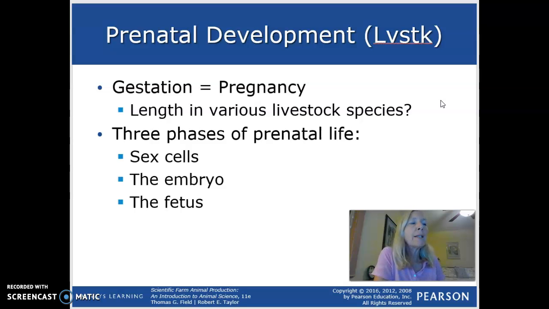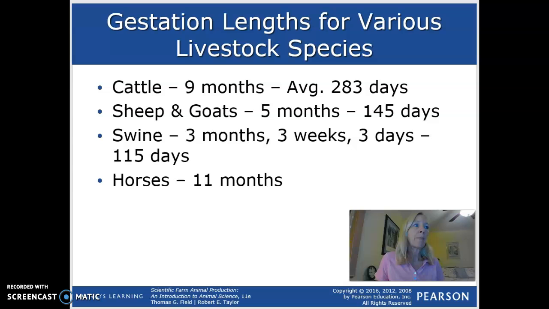And the three phases of prenatal life, you have the sex cells, which are the sperm and the egg. And remember, those each carry a half a complement of DNA. And when the sperm fertilizes the egg, you have the beginning of embryonic development, and that is the embryo. And then as the embryo enlarges and attaches to the lining of the uterus and begins growing, then that is the fetus.